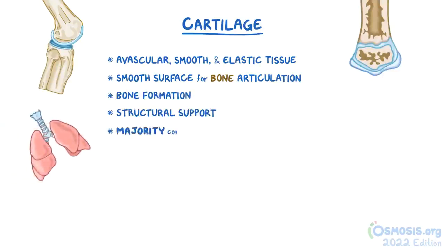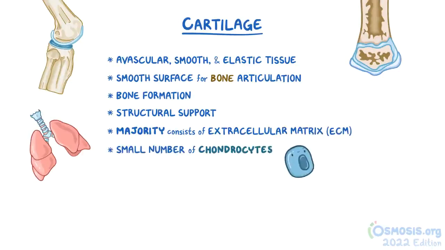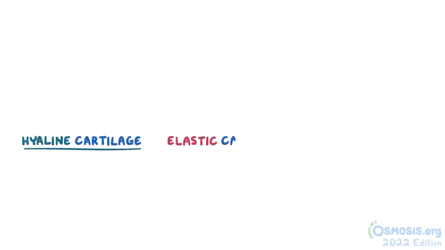The majority of the tissue consists of extracellular matrix, or ECM, and only a relatively small number of chondrocyte cells. Mature chondrocytes are responsible for secreting and maintaining the extracellular matrix of the cartilage. Based on the appearance and specific function, cartilage is separated into three main types: hyaline cartilage, elastic cartilage, and fibrocartilage.